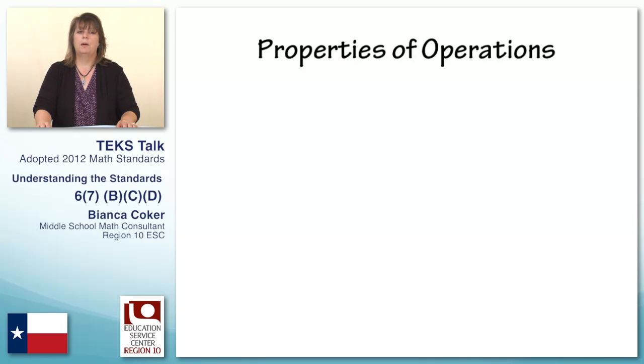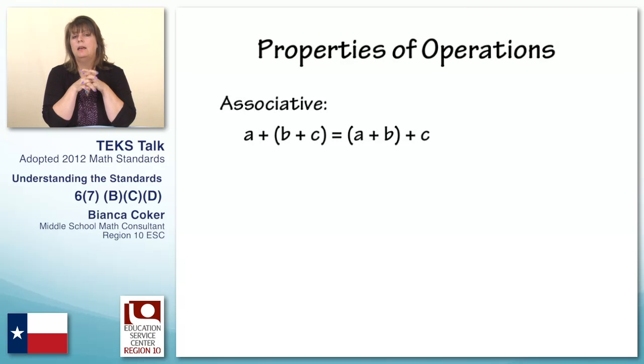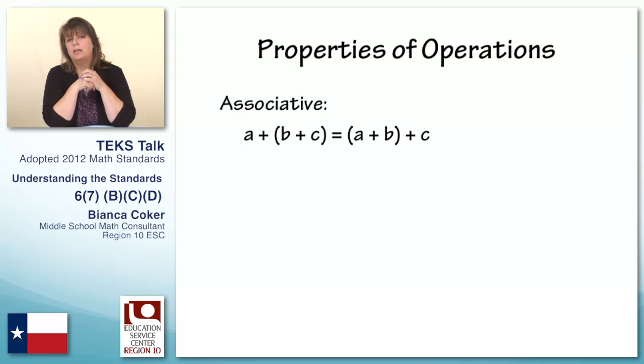All right, one more property to go, and that is two more, but the associative property also has two versions. We have our addition version, A plus the quantity B plus C is the same as A and B added together first and then added to C. Remember what our parentheses do. It tells us what to do first. So we can either add B and C together first, or we can add A and B together first, but either way we go, we get the same answer. And that same property applies to multiplication.